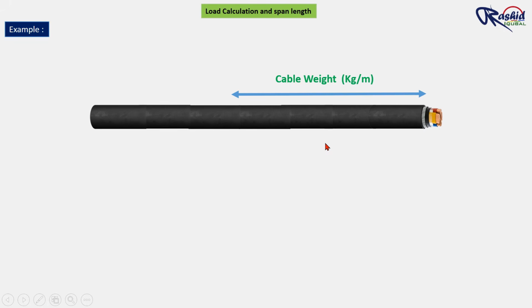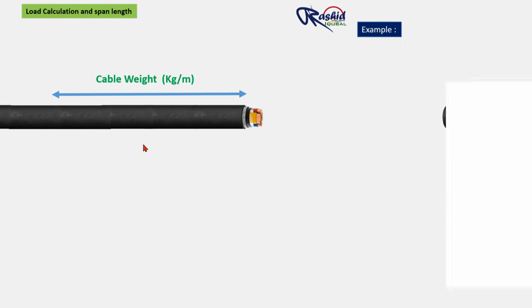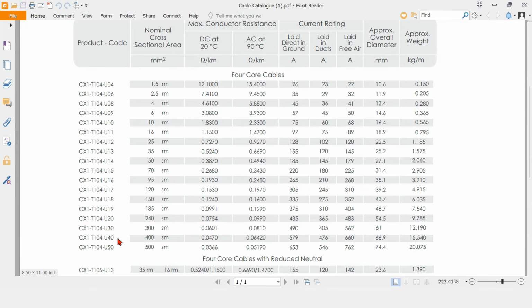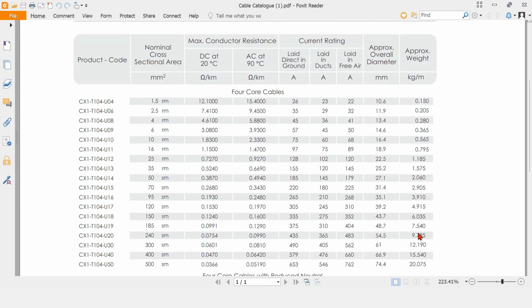Alright, back to the calculation. So you can see here the 4 core 300 square mm cable is 12.19 kg per meter. This is the cable weight.